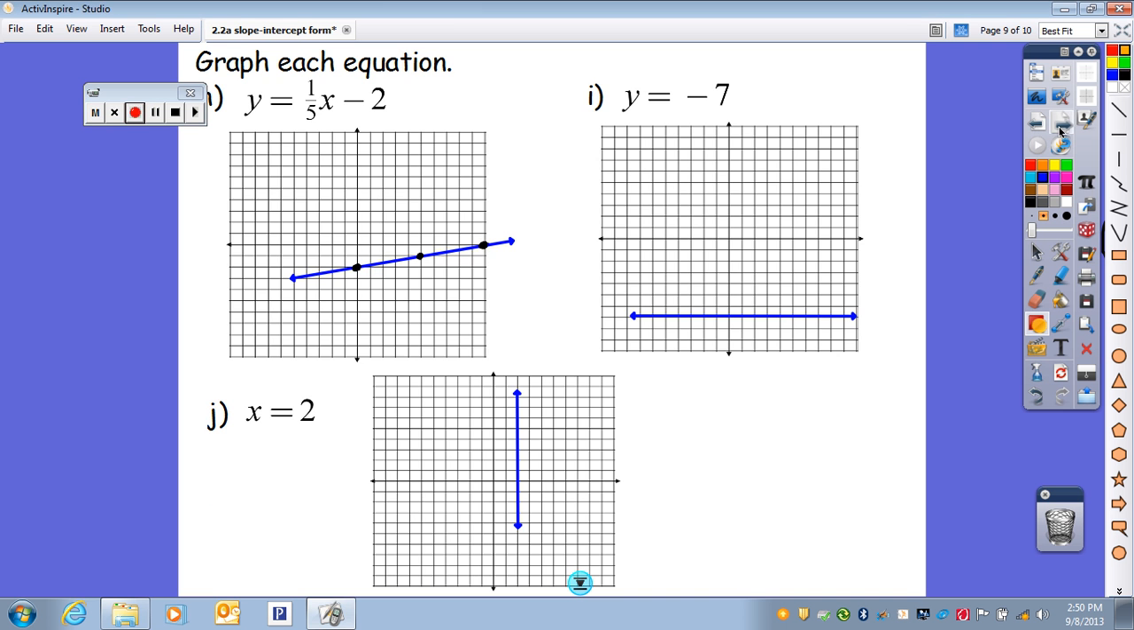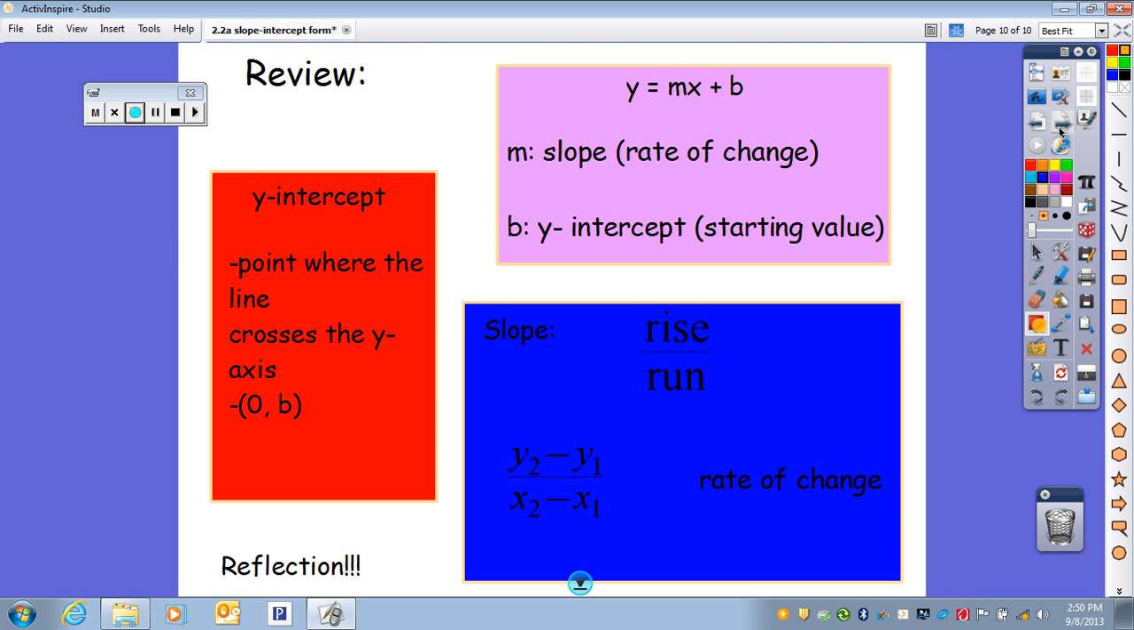All right, so let's review. The y-intercept is the point where the line crosses the y-axis and is written as 0, b, b representing the value where it crosses. Our y-intercept form, called slope-intercept form, is y equals mx plus b, where m is slope, which is the rate of change, and the y-intercept is our starting value. Slope is the rise over the run, and it can be calculated by subtracting the y values and then subtracting the x values. It is the rate of change.